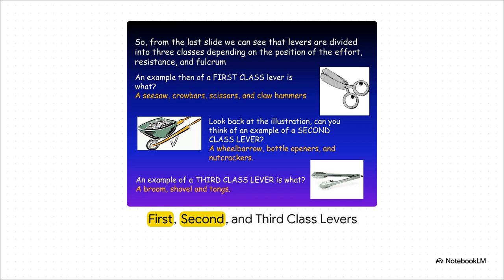And then a third-class lever puts the effort in the middle, stuff you use every single day like a broom, a shovel, or those barbecue tongs. Seriously, the pure physics of work and power are hiding right inside your kitchen drawers.